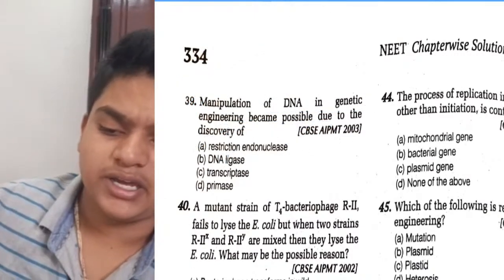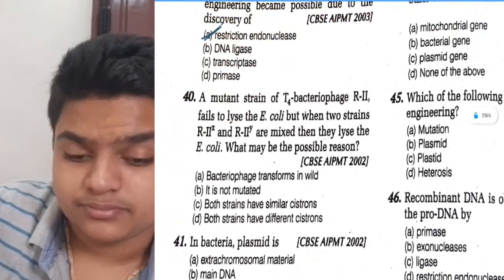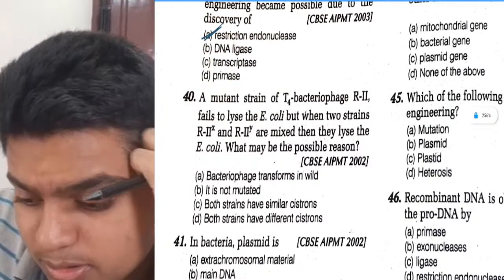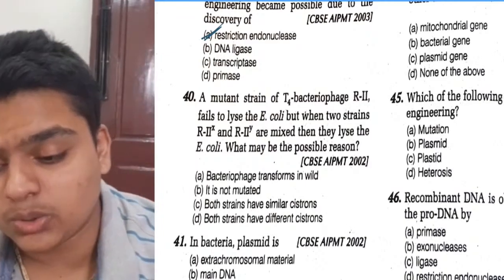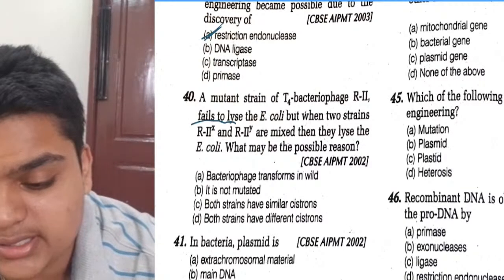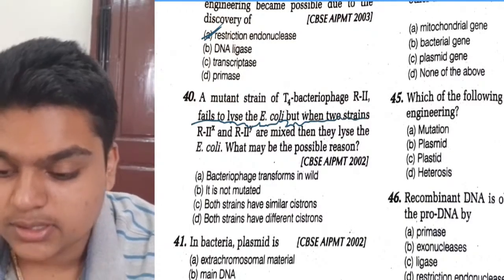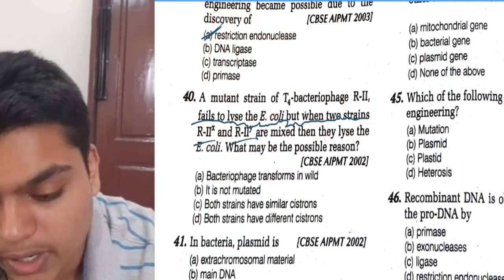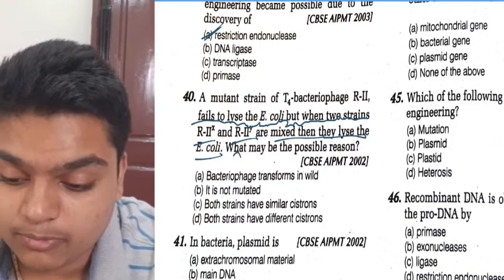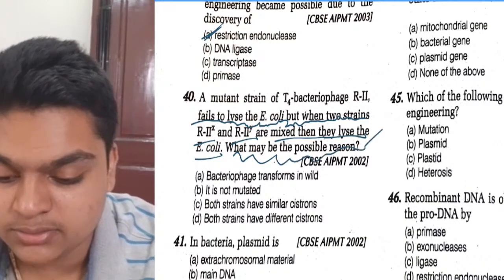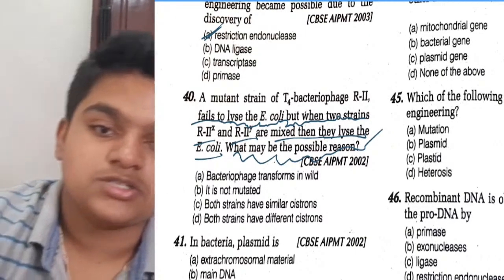If restriction endonuclease is not present, you can go for DNA ligase. Okay. Actually, wait. A mutant strain of T4 bacteriophage R2 fails to lyse the E. coli, but when two strains R2X and R2Y are mixed, then they lyse the E. coli. What may be the possible reason?